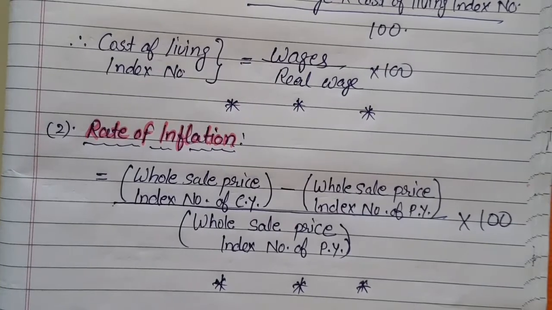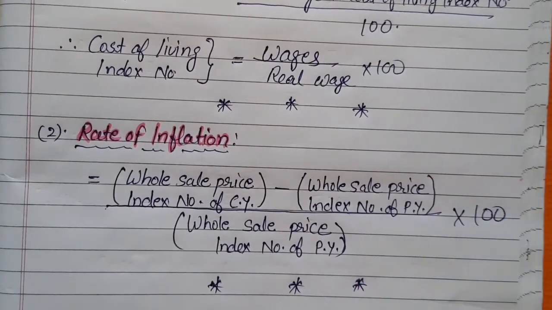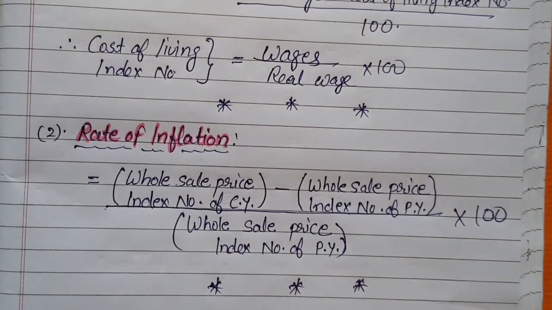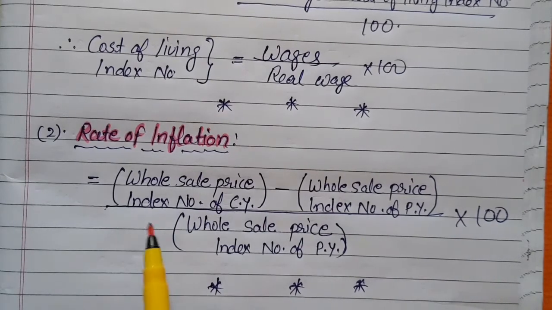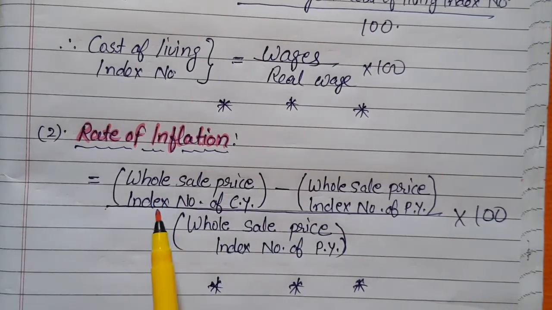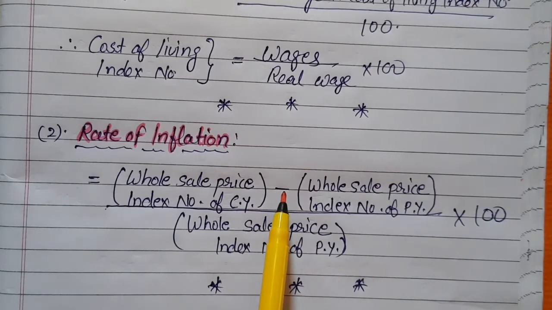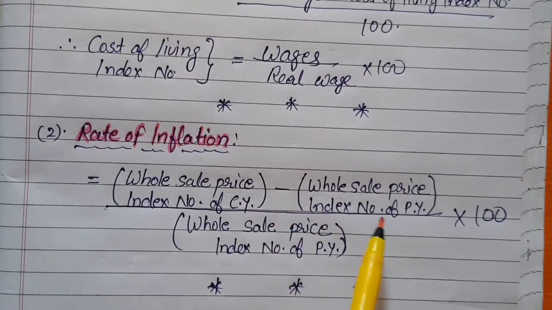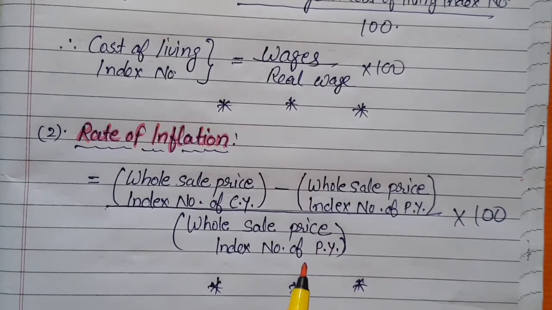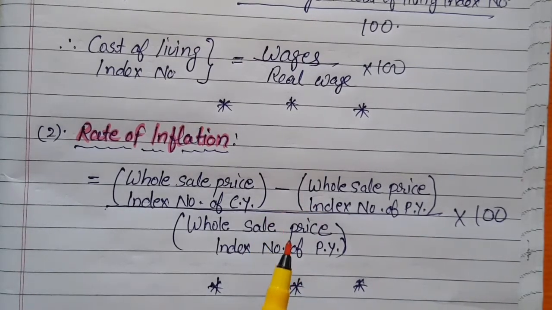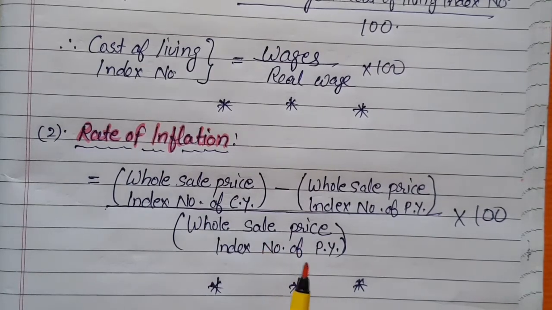Now the second important formula is rate of inflation. This is a very easy formula, friend. You have to remember: wholesale price index number of current year minus wholesale price index number of preceding year, divided by wholesale price index number of preceding year, multiplied by 100. This is a very simple calculation, but if you don't know the formula you cannot calculate it. So keep this in mind.